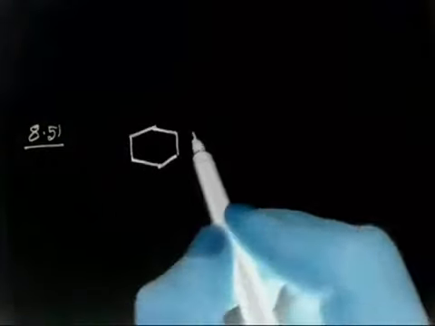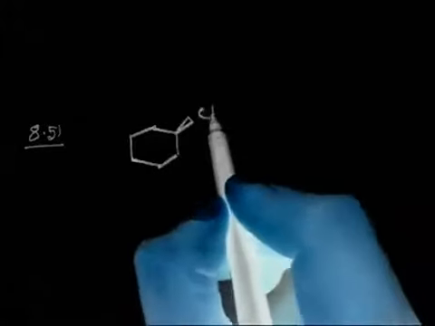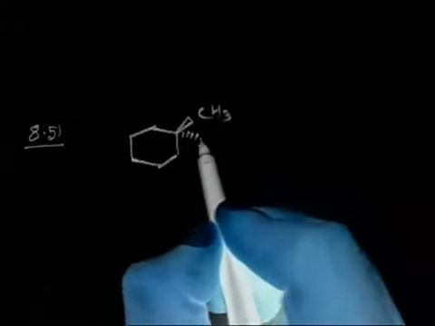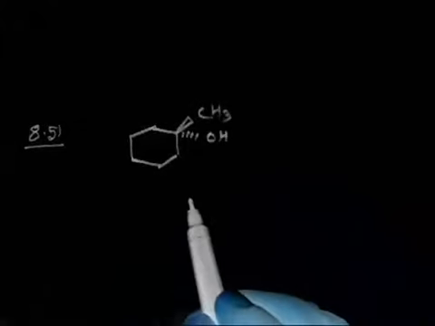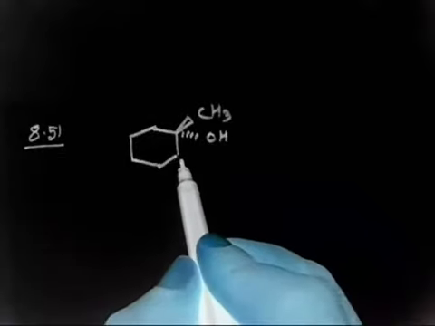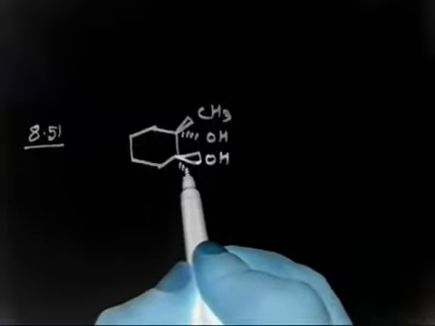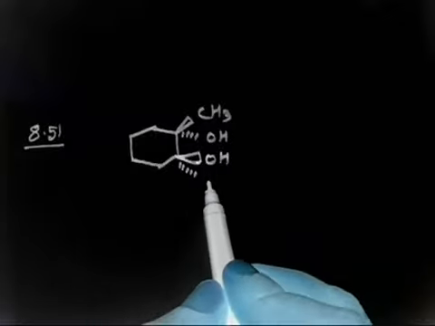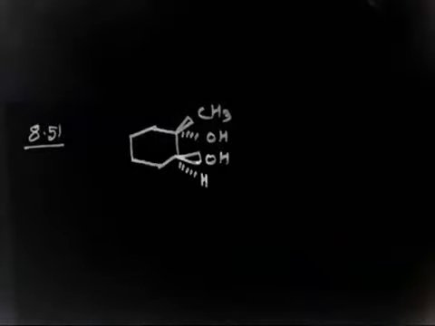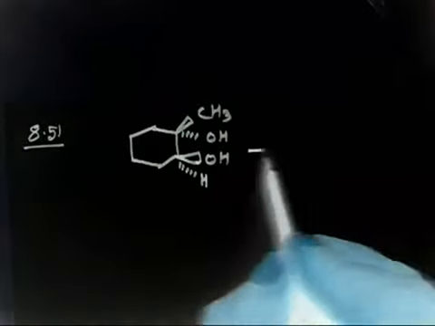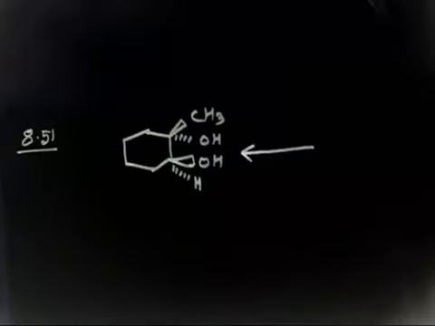So here I have a CH3 and OH, and then I have OH, and then I have H. Are you getting? So how can you make this from any cyclic compound you can take?